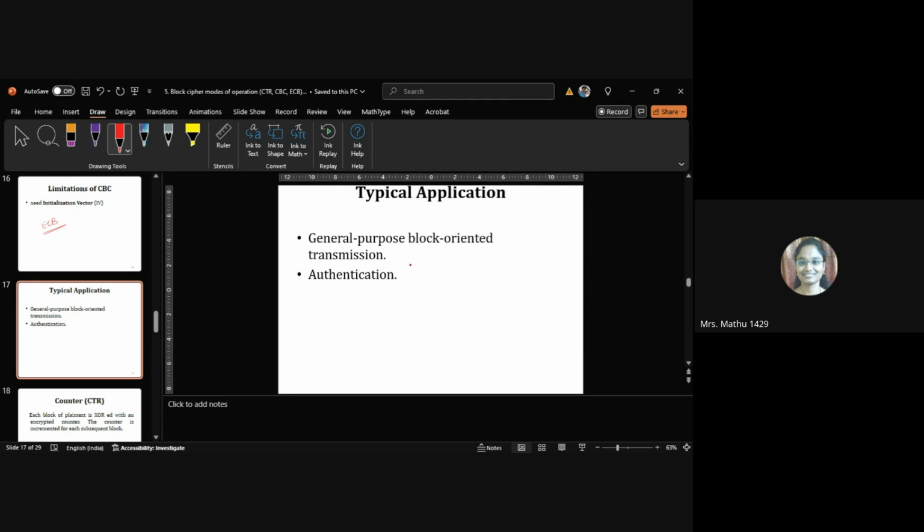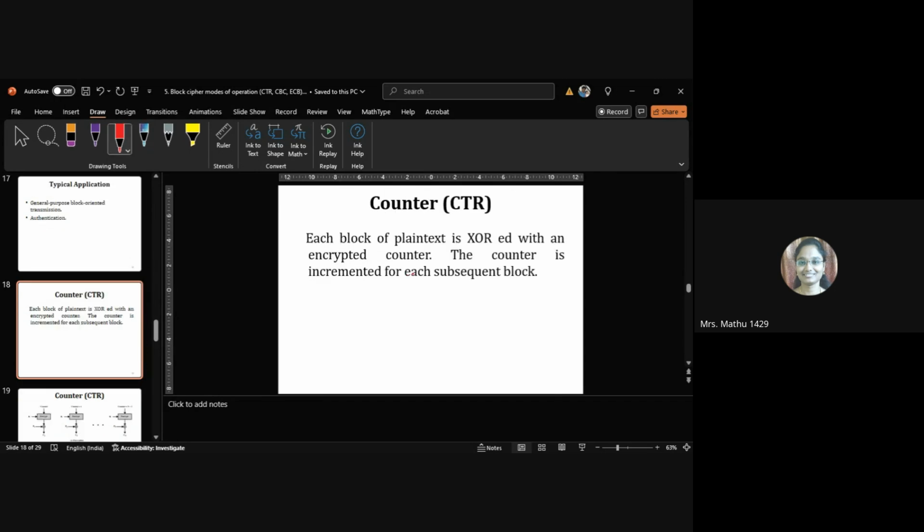So for all the general purpose block oriented transmission, this CBC method can be used, and it is helpful to authenticate the message also. And the third mode that we are going to discuss is the counter mode.